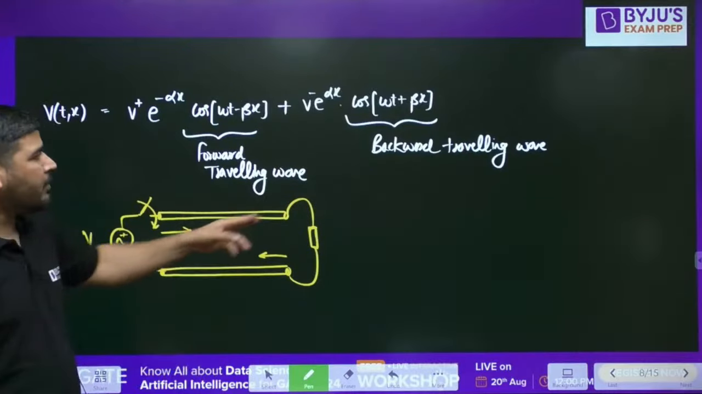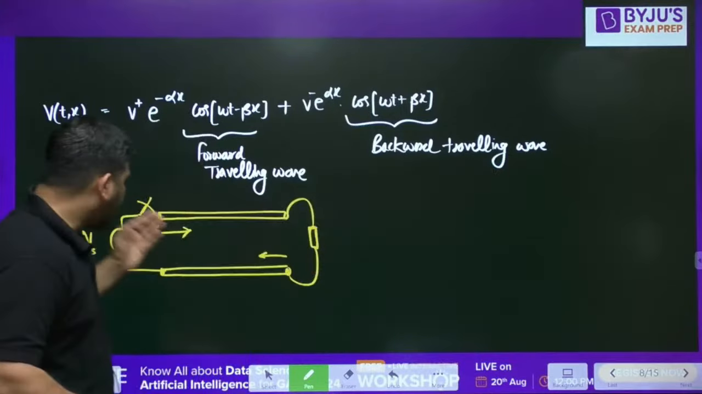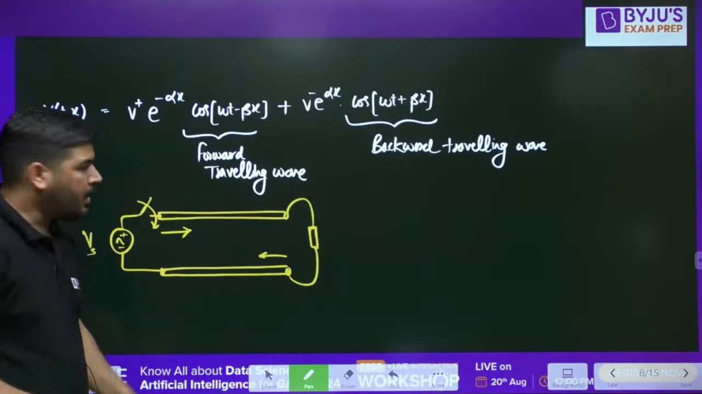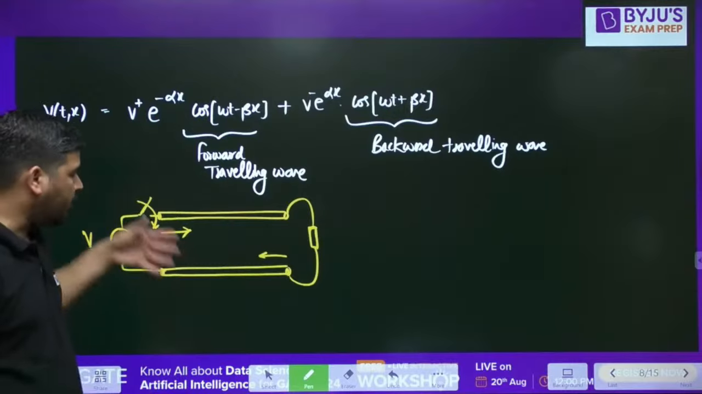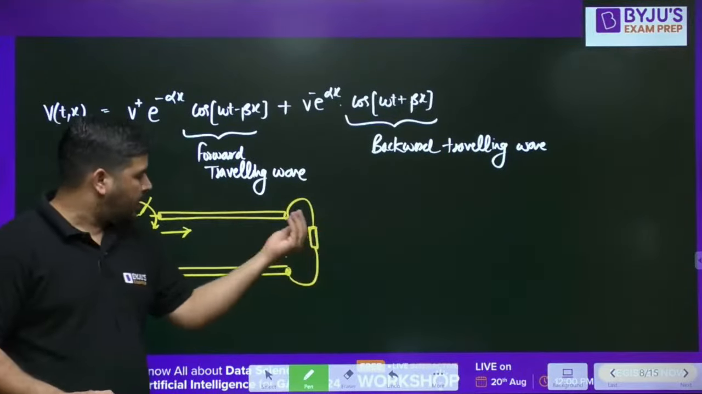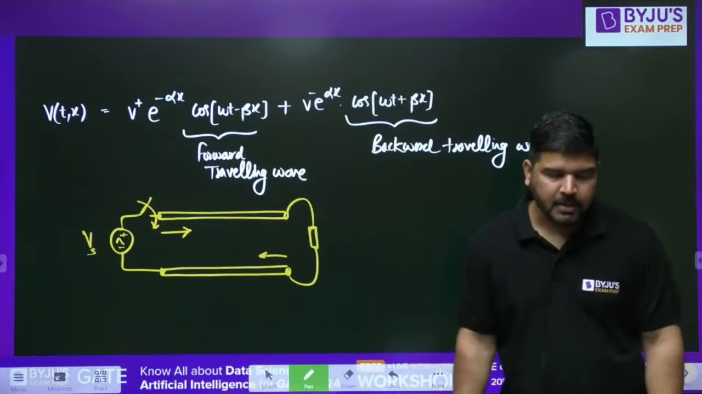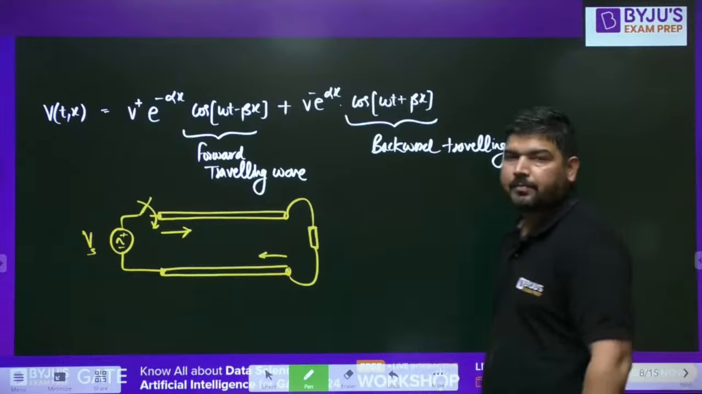But the backward wave will not be there if you are looking just after closing the switch. Just after closing the switch, only the forward wave will be there. The backward wave will only be there if the wave has reached the load and the load gives the reflection. Okay, I hope it is clear how the backward wave will come.